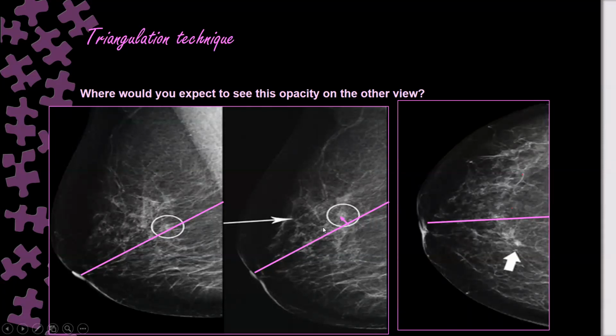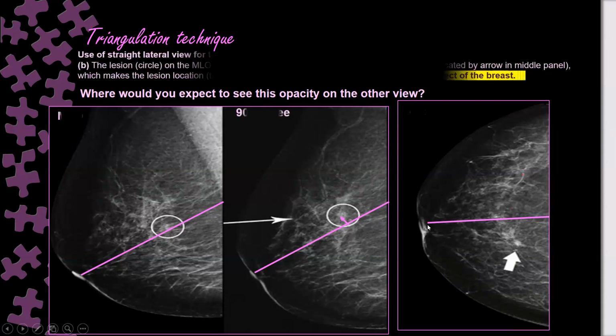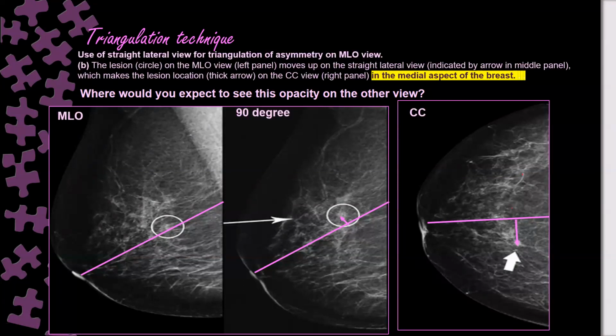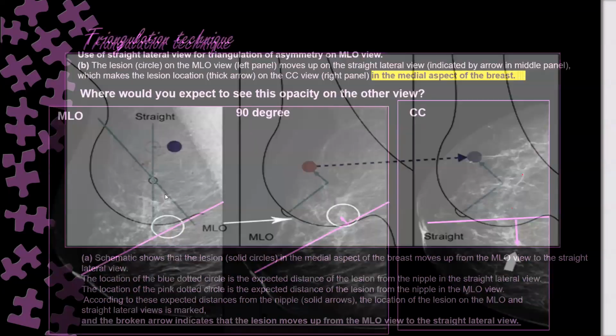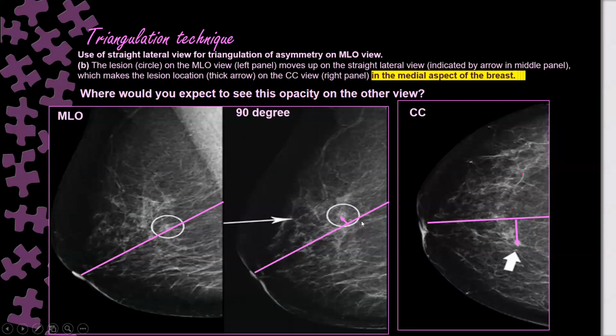How can we find it? Just put the three at the same levels and then draw it. We'll see it later, okay? But at least here, that is the lesion, on the medial aspect. This is the one.